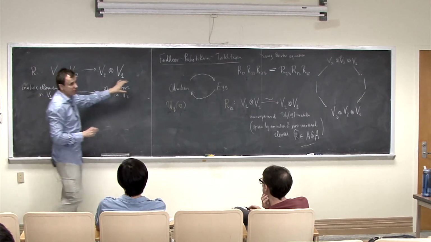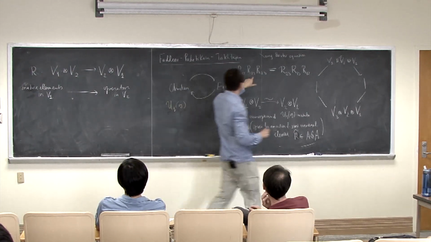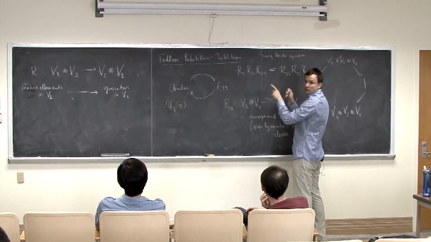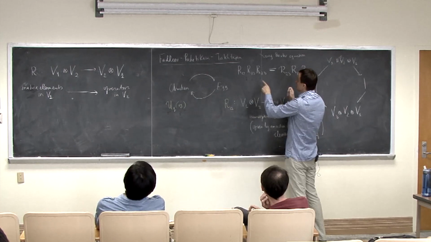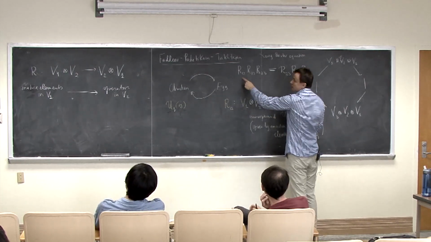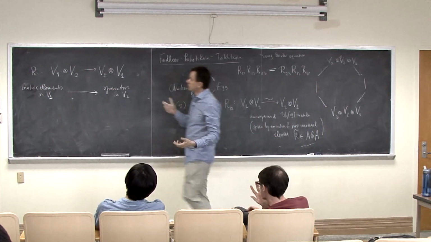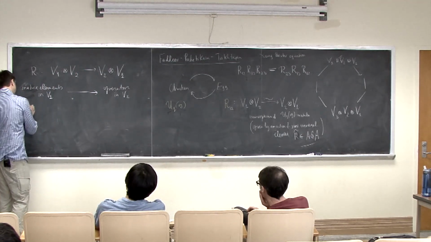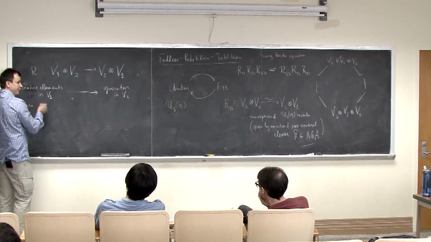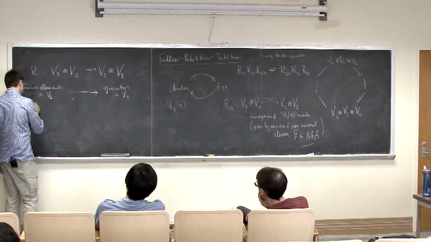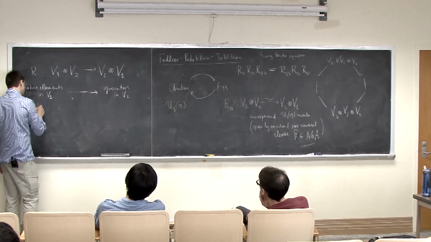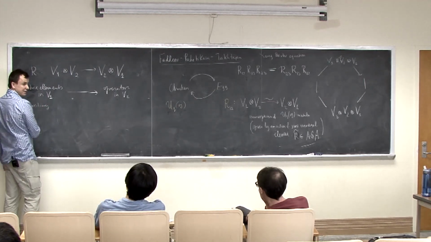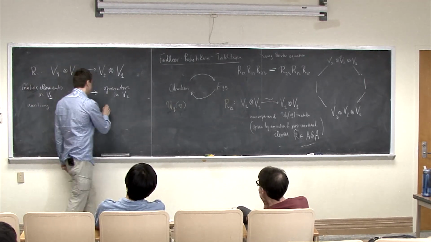And what's beautiful about the Yang-Baxter equation is that it will tell you how these operators commute. Suppose I want to act in the first space. In this language of spin chains, this one is called the auxiliary space, and that one is called the physical space.